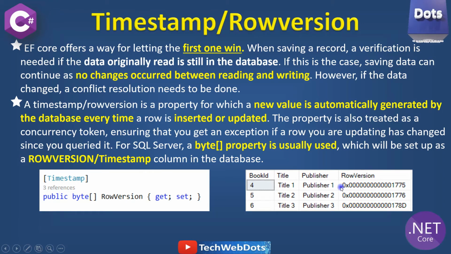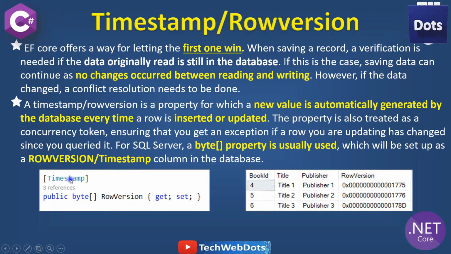As you can see on the right side bottom, there is an image in which the row version is different for each row. And on the server side in C# programming, we are using the Timestamp attribute on the row version property. The property is also treated as a concurrency token, ensuring that you get an exception if a row you are updating has changed since you queried it. For SQL Server, a byte property is usually used, which will be set up as a row version or timestamp. As you can see on this side, I am using timestamp.